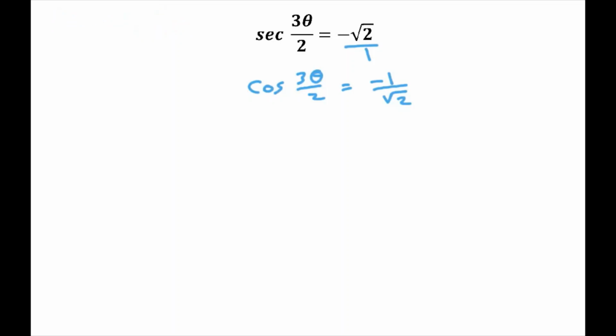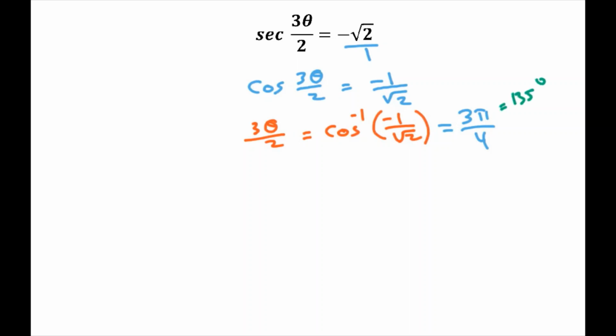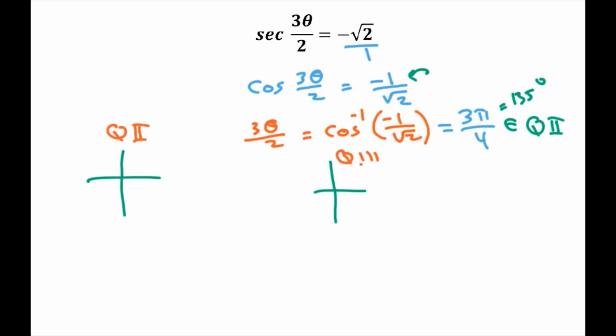Now we can take cosine inverse of both sides, so 3 theta over 2 will be cosine inverse of negative 1 over square root of 2. And that's basically equal to 3 pi over 4, which is basically in degrees 135 degrees. Now I'm just making it in degrees just to help you understand it. That's in quadrant 2. Now you need to ask yourself, when is cosine negative? Well, we know cosine is negative in 2 quadrants: in quadrant 2 and in quadrant 3. So an angle in quadrant 2, we are talking about this angle here. An angle in quadrant 3, we are talking about this angle.